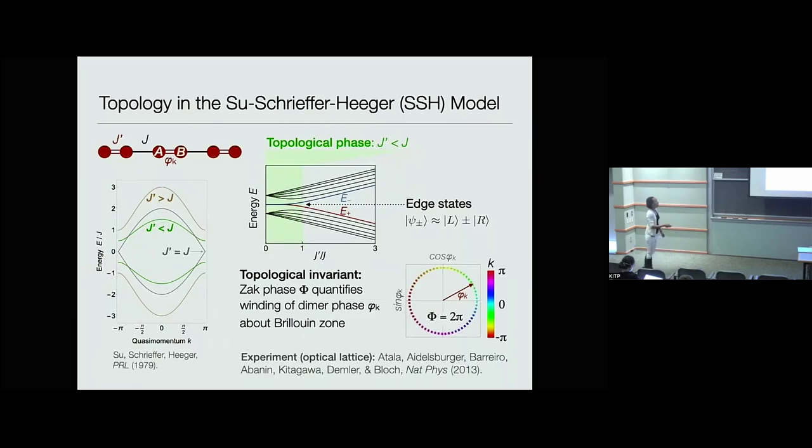And there's a topological invariant called the Zak phase, which is, if one looks at the relative phase between the A and B sites, whether or not that winds as a function of momentum signifies whether you're in the topological or the trivial phase. So these are the key features of this model.